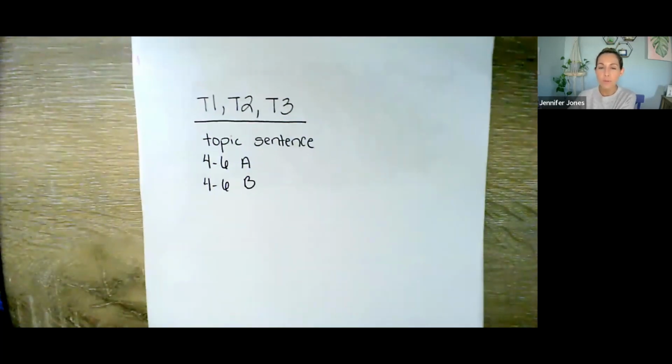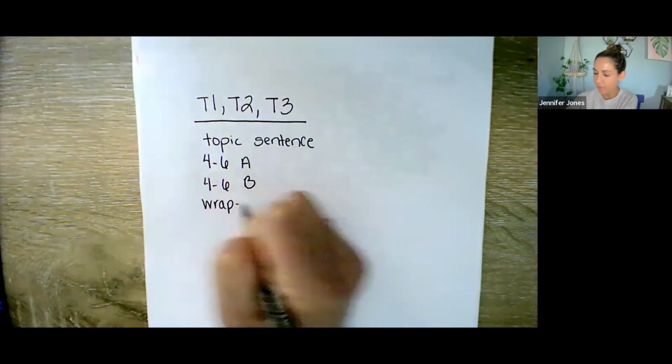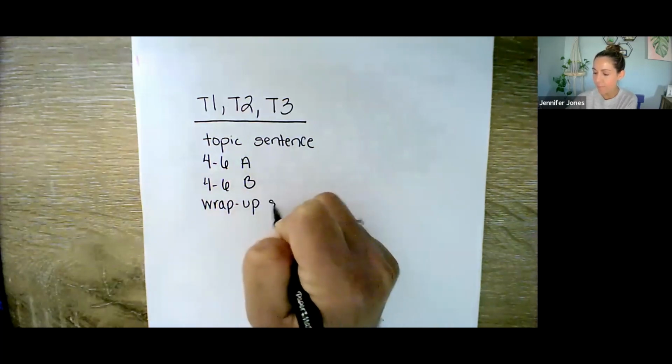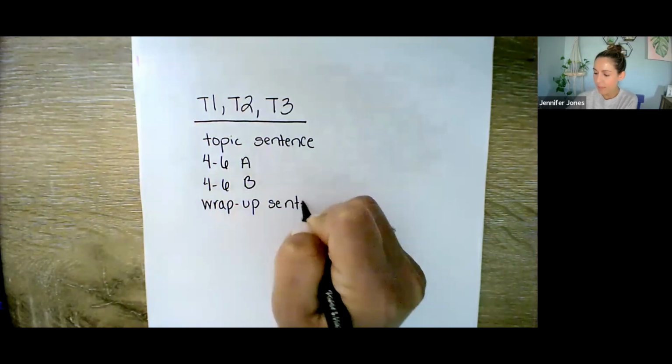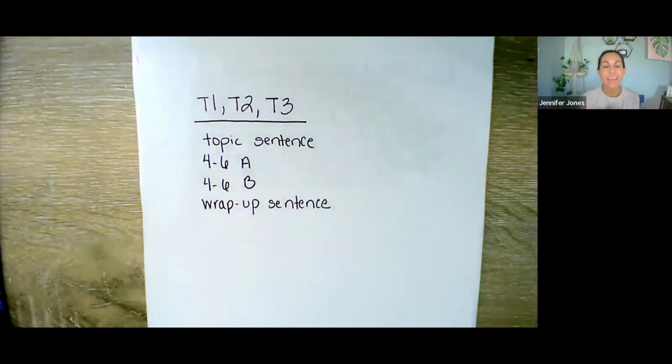And there's one more sentence that we're going to put in each middle paragraph, and that is called a wrap-up sentence. Now, a wrap-up sentence is where you wrap up the paragraph. It is a summary sentence. It's where you remind your reader what this entire paragraph was about.